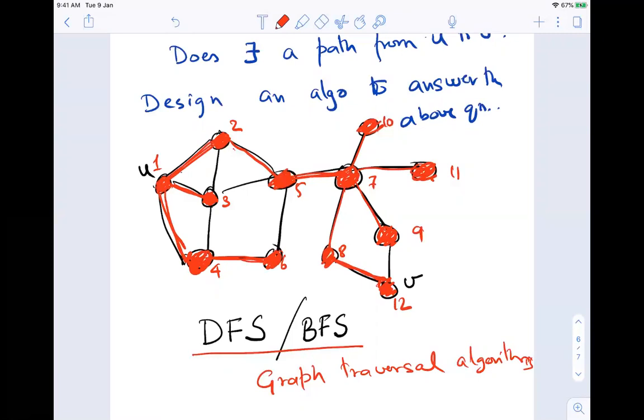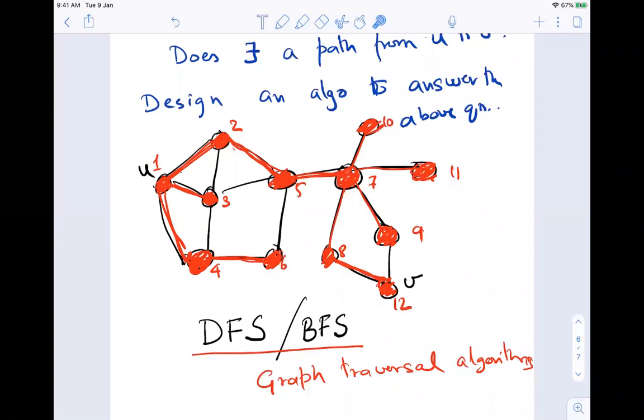Because if a vertex has been found through this edge, then it cannot be found from any other edge, right? Because they will look into it and find, oh, see, this 5 is already marked. So this edge will not be marked. So this gives us a tree, a subtree of the graph.